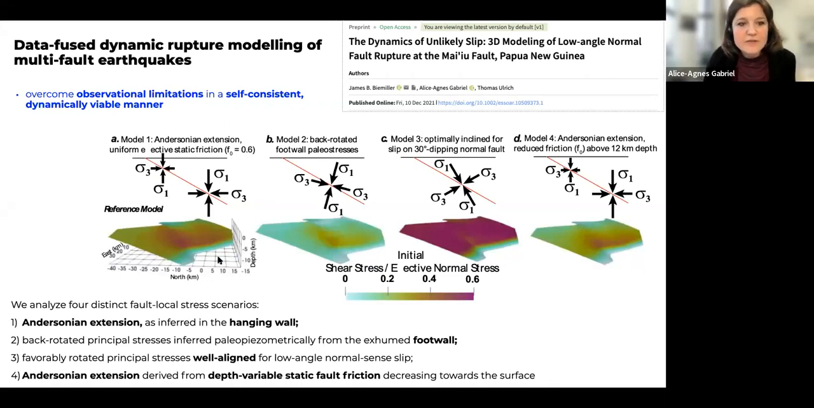Model 1, which is our reference model, is producing the most plausible earthquake, and uses Andersonian extension as inferred from the hanging wall. We have an alternative model which uses back-rotated principal stresses as inferred paleopiezometrically from the exhumed footwall. We have a model which is really changing the initial loading, the tectonic loading, to be optimally inclined for slip on a shallowly dipping normal fault. And we have a 4th model, which is quite similar to the first one, but it reduces the static frictional strength in the upper 12-kilometer depth.